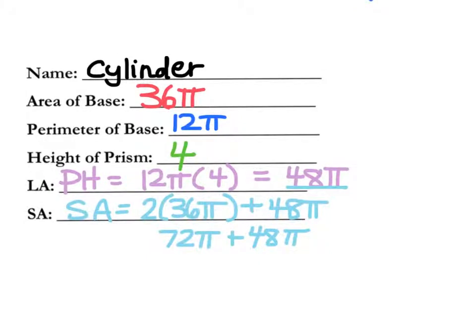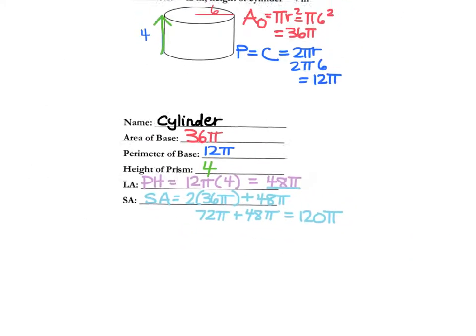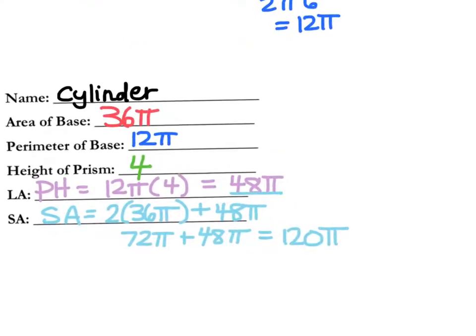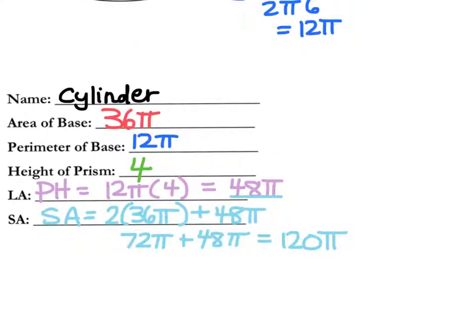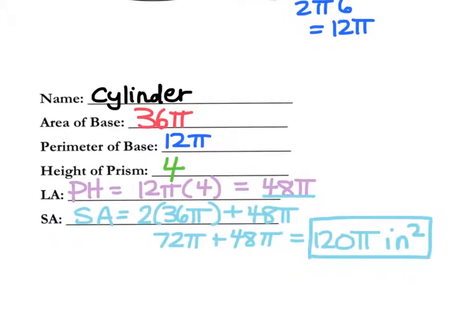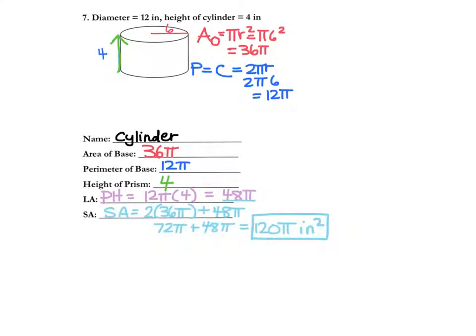That gives me a grand total. Add them up. 72 and 48 is 120. 120 pi. And inches squared. That's it. So that was number 7 in our notes packet. Now we're going to go on to the hexagon.